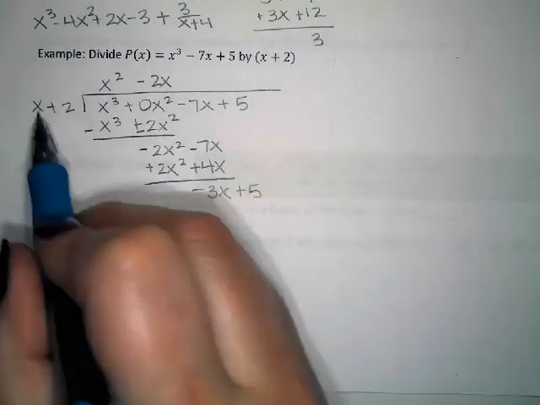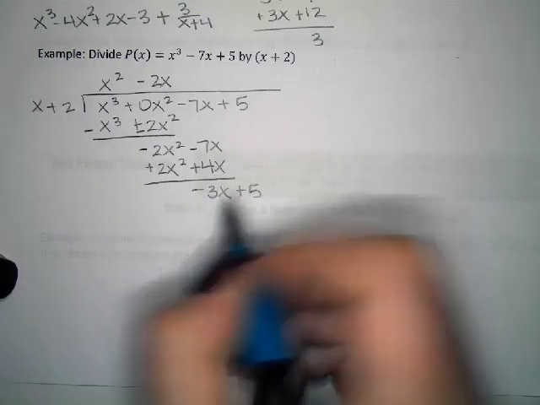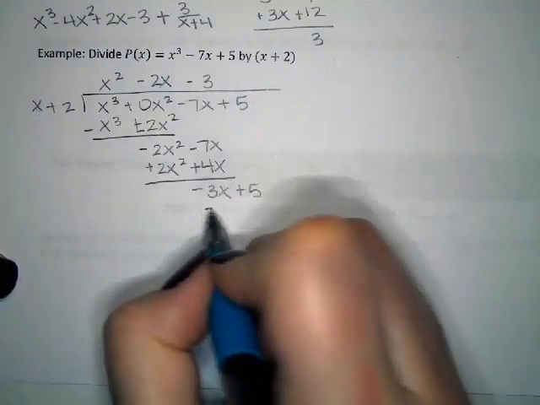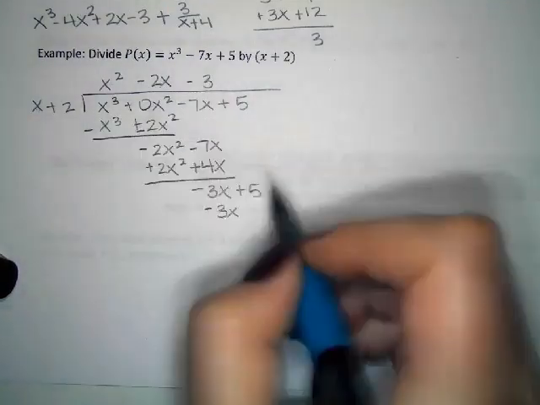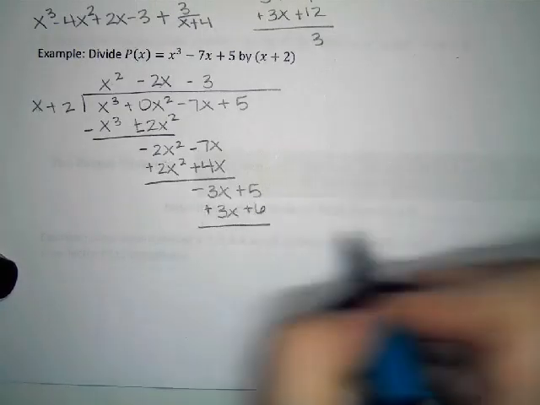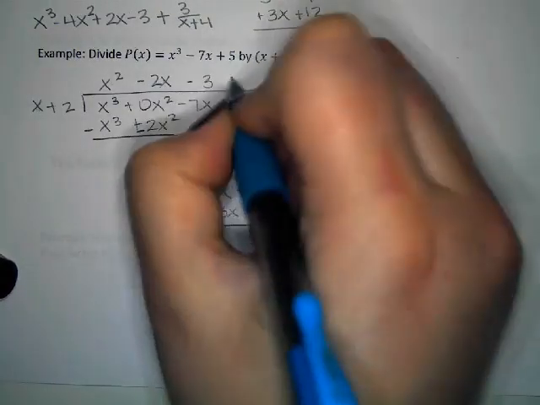X multiplied by what is negative 3x? That'd be negative 3. Negative 3 times x is negative 3x. Negative 3 times 2 is negative 6. Draw the line, change the signs, and I get 11. So a remainder of 11.